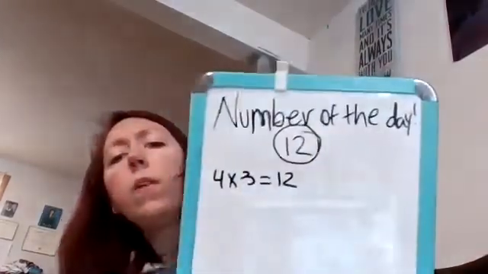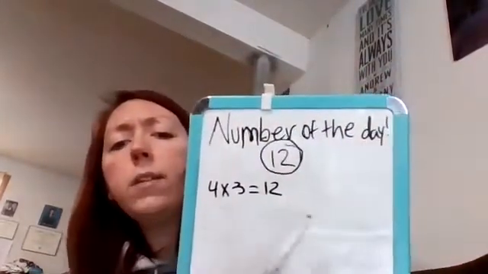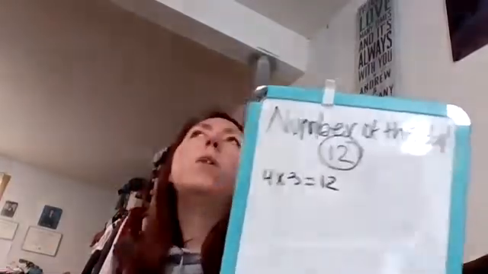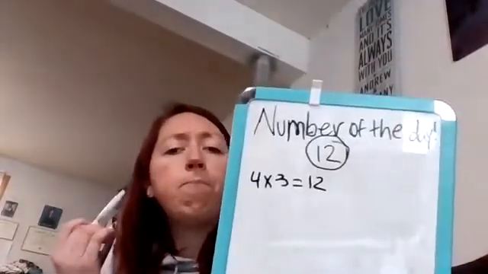So first I would ask the child, what two numbers multiplied together make 12? And I would hope they would say 4 times 3 equals 12. Then I would ask them, what does this mean? What does 4 times 3 mean? Well, 4 times 3 means 4 groups of 3. Right? So then I would say, can you create 4 groups of 3 using your magnets?